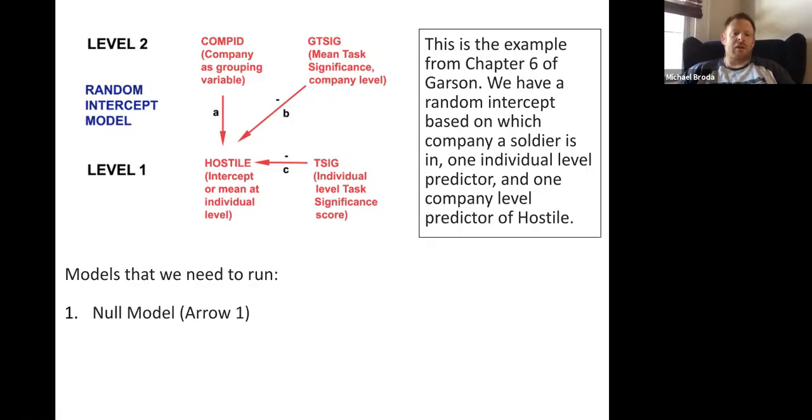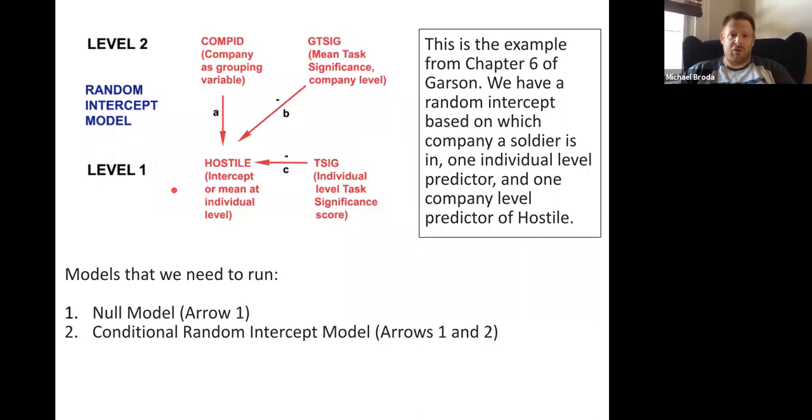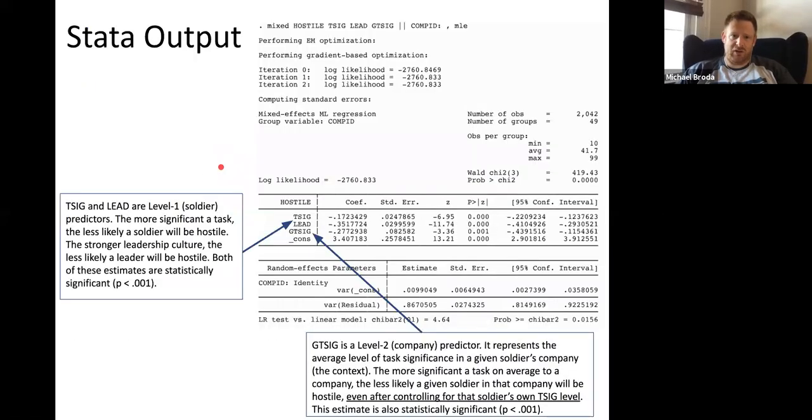So to use Garson's layout here as a model, when we build this, we're going to run a null model to start with, which is arrow A, not arrow 1. We're going to run a conditional random intercept model. So that's arrow C. So that's the relationship between task significance and hostility. And then we'll also look at the relationship here between task significance at the group level and our outcome. So that's just showing you a little bit what we're looking for here.